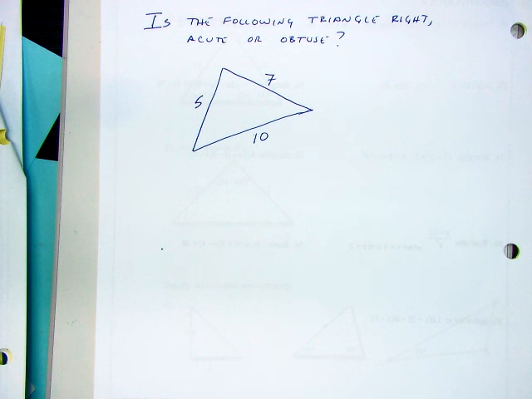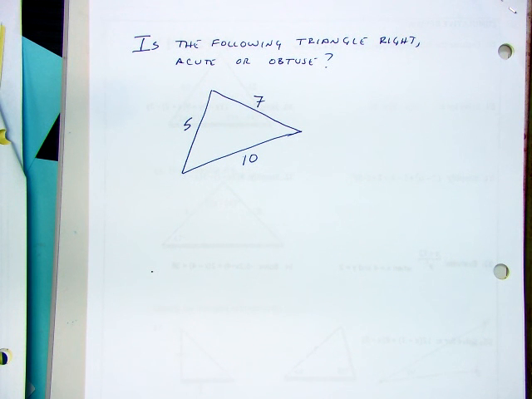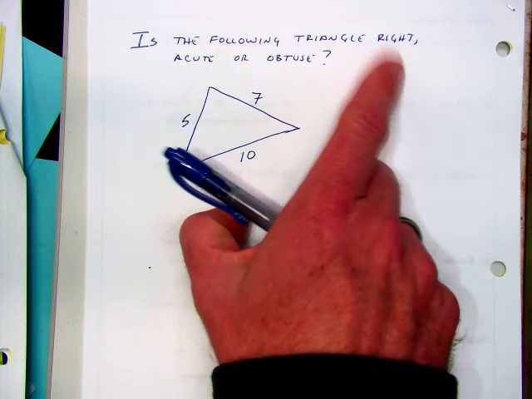Good afternoon. All right, I'm going to do a video on a couple of the topics that we just finished, but there's a couple things I did not get in the notes from last time, so I said I would do a video on them. So our first one is: is the following triangle right, acute, or obtuse?